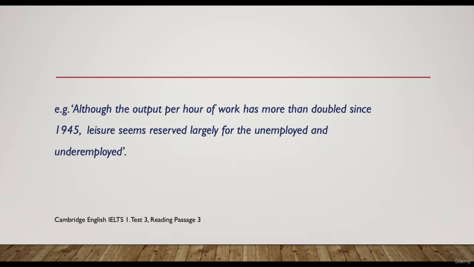And an example from the passage: although the output per hour of work has more than doubled since 1945, leisure seems reserved largely for the unemployed and underemployed. This means that although since 1945 the productivity has increased more than twice, leisure, which is basically free time, is mostly had by unemployed and underemployed. That is, mostly unemployed and underemployed people seem to have leisure time. So people who work, who have jobs, they don't seem to have leisure time.